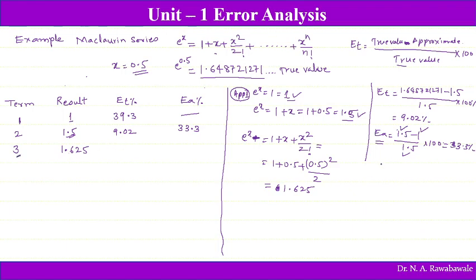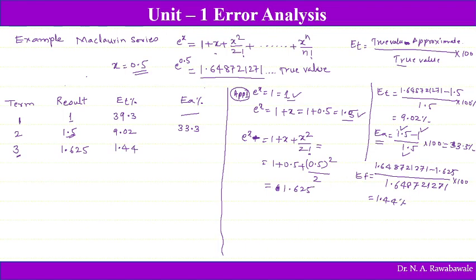So here, to find out the true error, it is 1.648721271 minus 1.625 divided by the true value, which is again 1.648721271, into 100. So this gives us the true error as 1.44%. So this error is 1.44%.